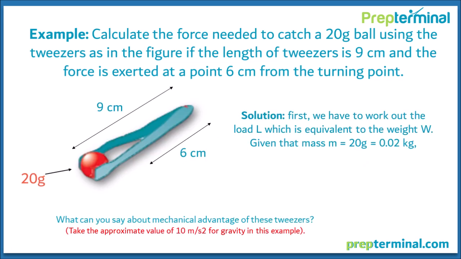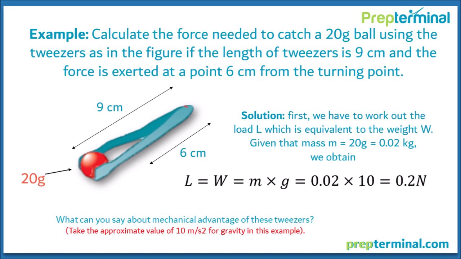Solution. First, we have to work out the load, L, which is equivalent to the weight, W. Given that the mass, M, equals 20 grams, which equals 0.02 kilograms, we obtain L equals W equals M times G equals 0.02 times 10, which equals 0.2 newtons.